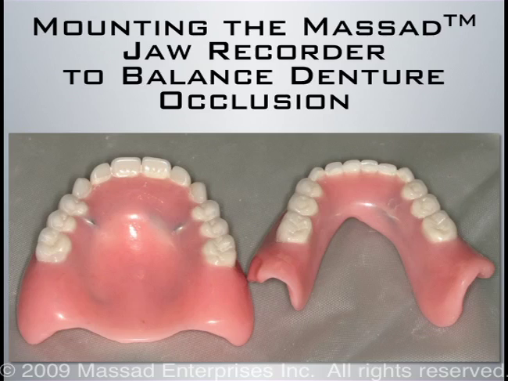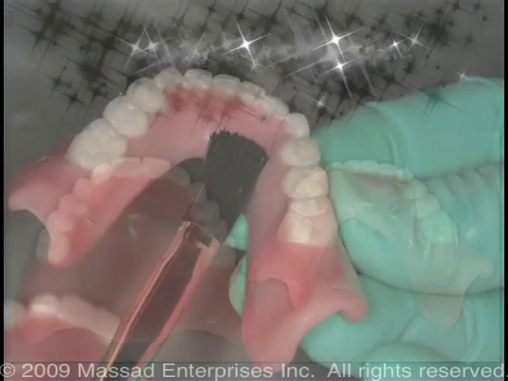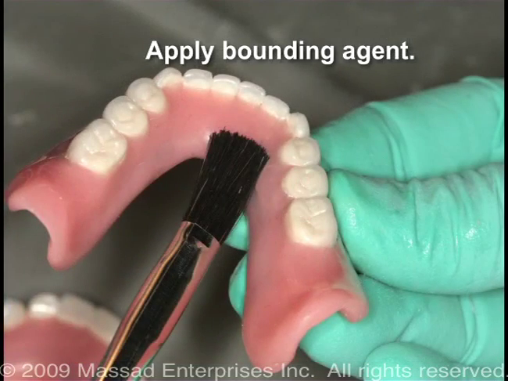Mounting the jaw recorders to balance denture occlusion. Take the patient's completed prosthesis. Apply bonding agent to the lingual of the lower in the area in which you will be mounting the pen receiver.